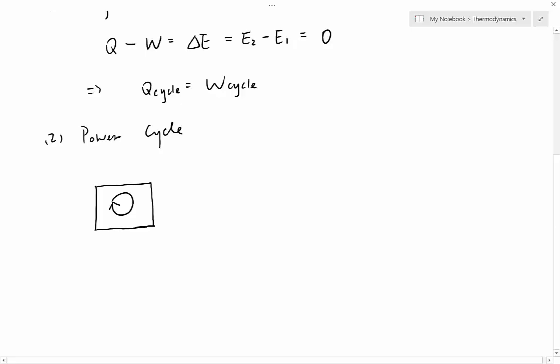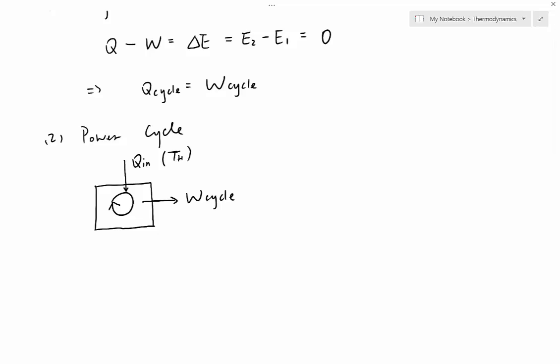How does your engine work? You burn the gas, meaning you provide heat. So we have Q going in, Q with the subscript in, Q in, going into the engine. It's at a high temperature. We use T hot at high temperature. And then what the engine will do is to convert this heat into mechanical work, which you can use to drive your car. So what comes out of the engine is W cycle. Mechanical work comes out of the engine.